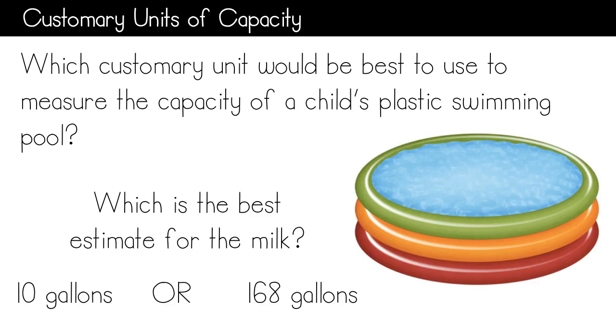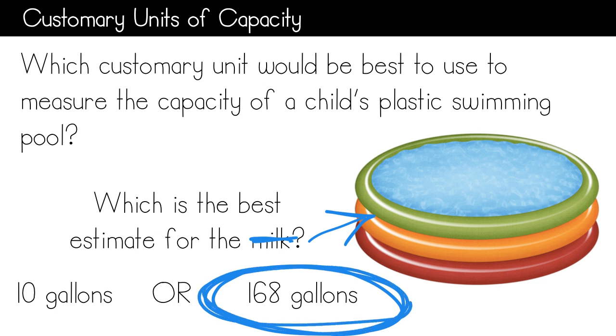Which customary unit would be best to measure the capacity of a child's plastic swimming pool? Which is the best estimate for the swimming pool, not milk? 10 gallons or 168 gallons? I want you to think about this for a minute. Did you know that the average bathtub, when you fill it up, has about 60-ish gallons in it? That's just your bathtub. So knowing that information, which do you think is correct? I know a mini pool is going to be larger than my bathtub, so I would say 168 gallons.